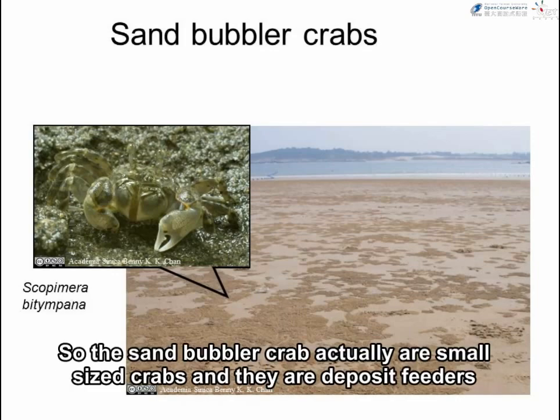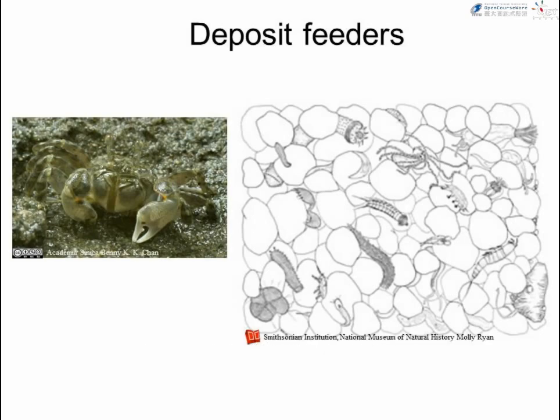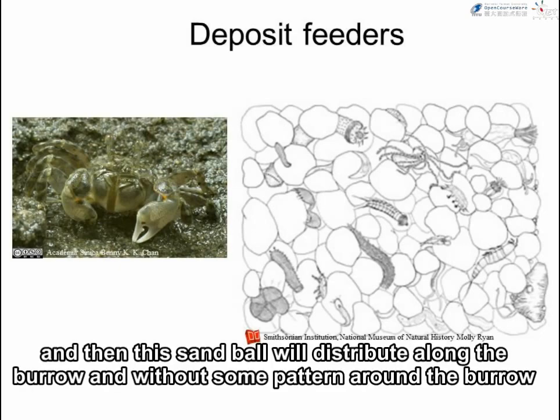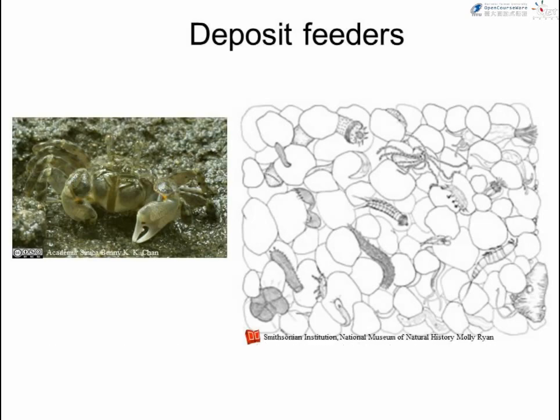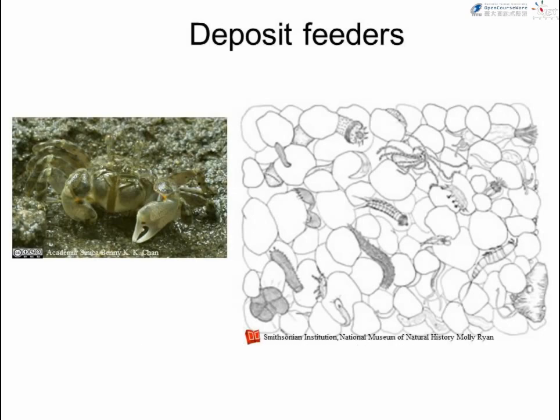So the sand bubbler crabs are very small crabs, and they are deposit feeders. They feed on the sand using their mouthparts, and after feeding, they produce a sand ball, which is a pseudo-pellet, and then these sand balls are distributed along the burrow and result in a radiating pattern around the burrow. And then the sand bubbler crabs feed on the meiofauna, so they are deposit feeders.